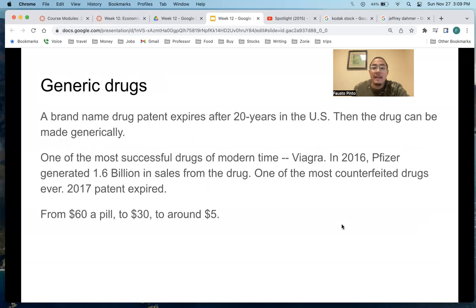So, another topic in terms of economics and information: generic drugs. A brand name drug patent expires after 20 years in the US, and then the drug can be made generically. This is a good and bad thing. It should not be 20 years. For insulin and life-saving drugs that cost tons of money, we should have access to generics right away. These companies are making billions of dollars off of our sickness, and that sucks. And even in other countries, it's not that way.